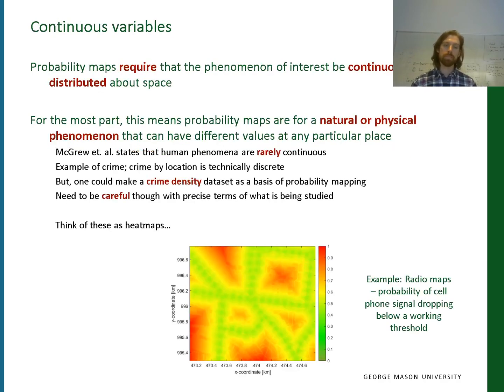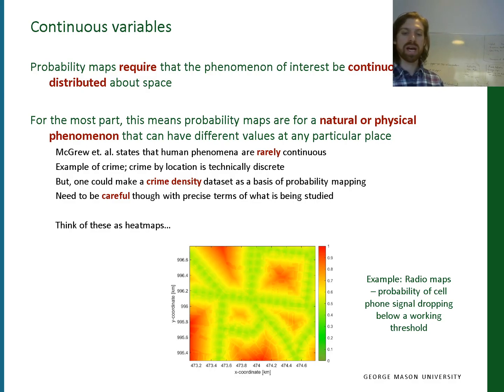Okay, so there are some requirements for these probability maps. Here I've just emphasized that they need to essentially be continuously distributed across space. And often these probability maps can be for natural or physical phenomena that take place in different places. So I've given you the example of natural hazards, whatever they are, whether it's flooding or earthquake or hurricane.